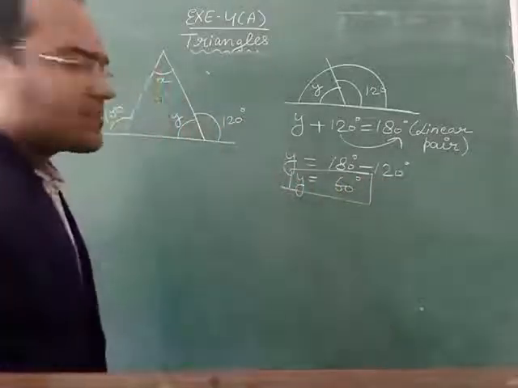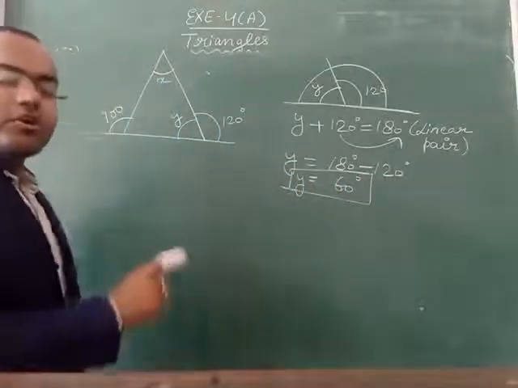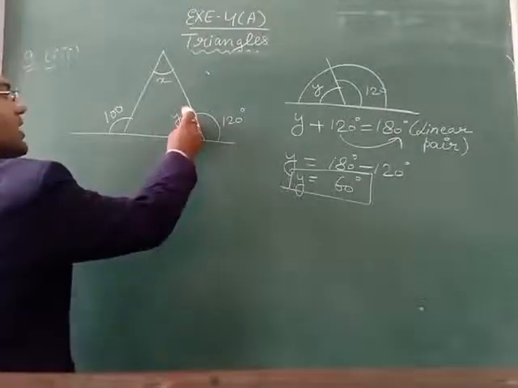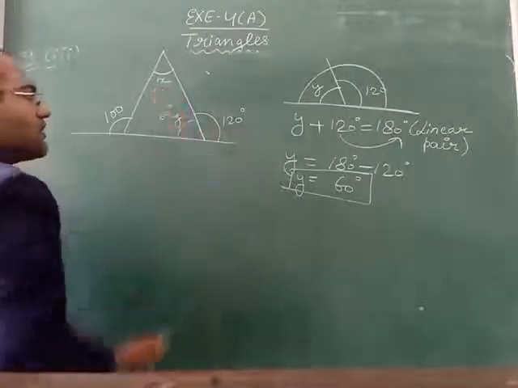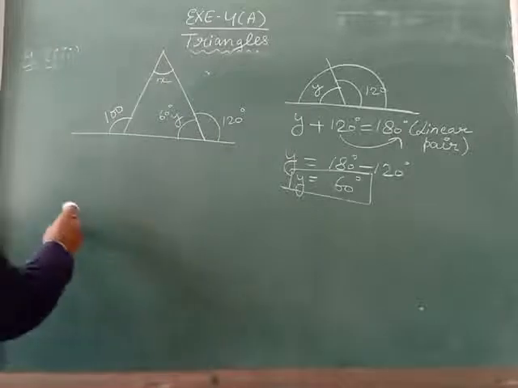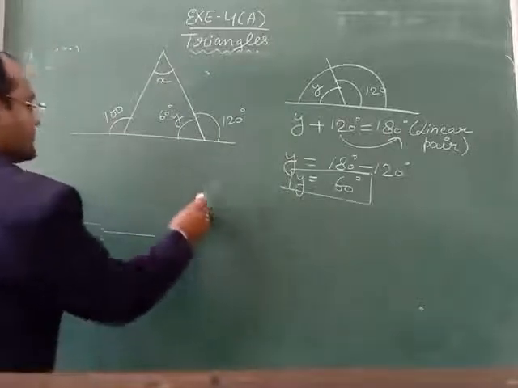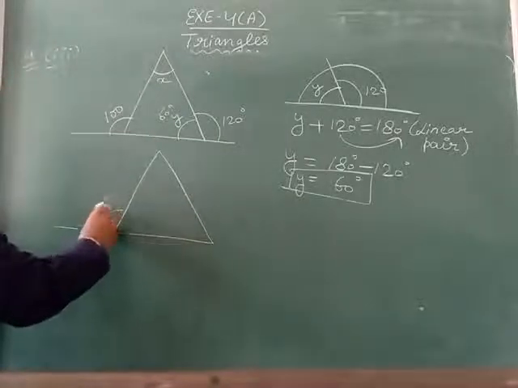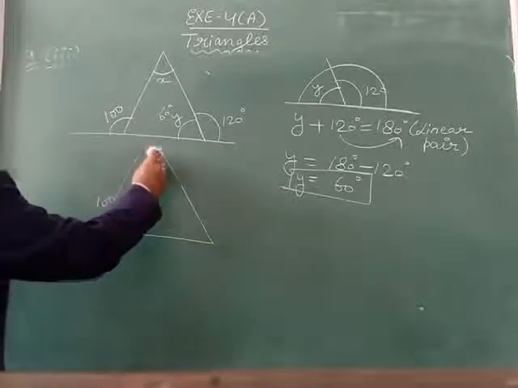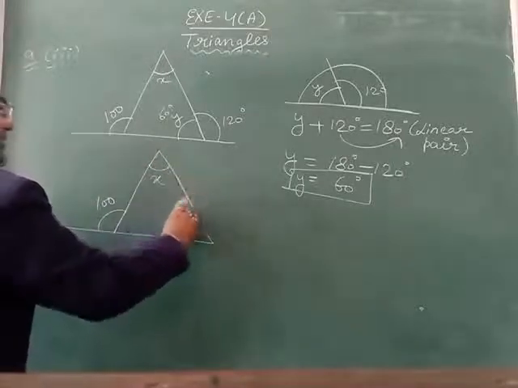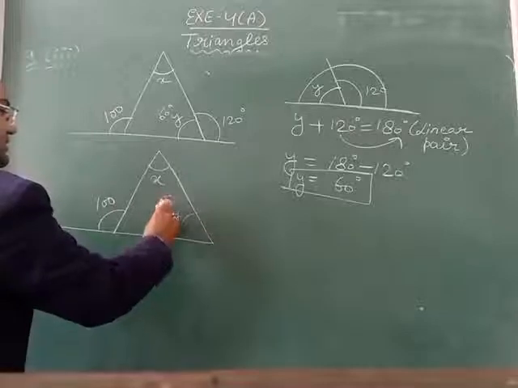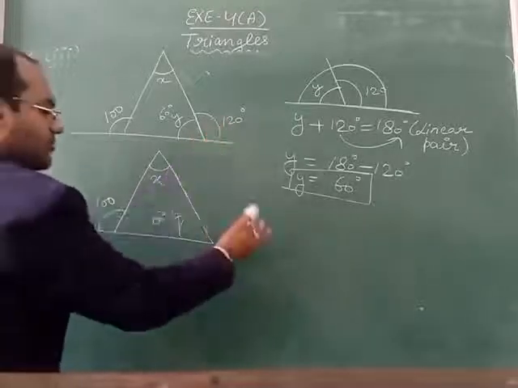Now for the second answer we have to find the value of x. In order to find the value of x, first of all we will write this angle is 60 degree. Now we will make another figure. Here it is written 100, here it is written x, and here it is written y, and the y answer is 60. This much part we had removed.